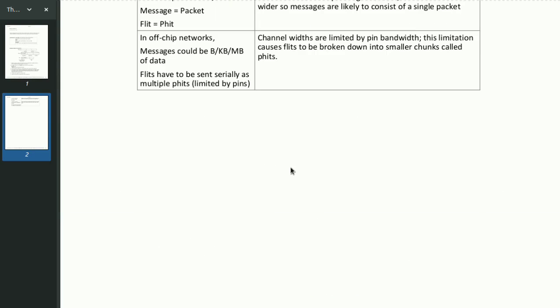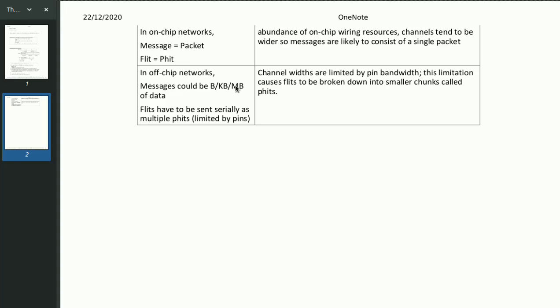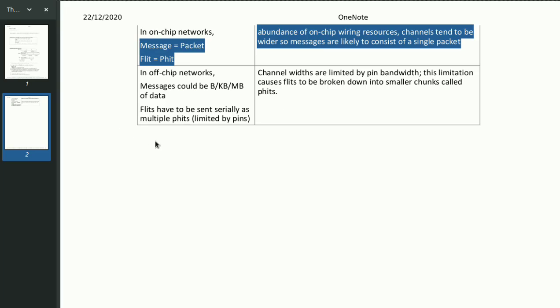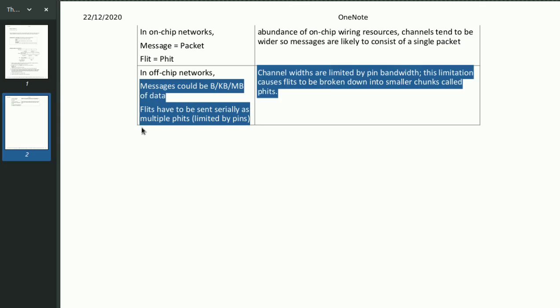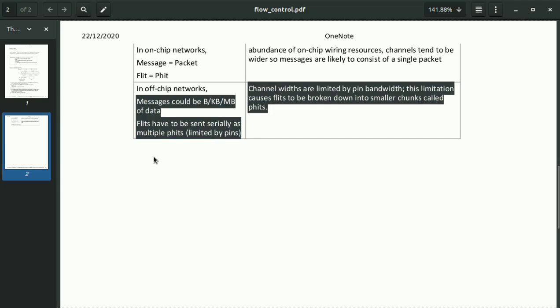Then in on-chip networks, there is no difference between message and packet, both are the same and flit equals fit. This is due to the abundance of on-chip wiring resources. Channel widths tend to be wider, so messages are likely to consist of a single packet. But that's not the case in off-chip networks. Messages can be MBs of data, and flits have to be sent serially as multiple fits may be present. A flit may not be equal to a fit.